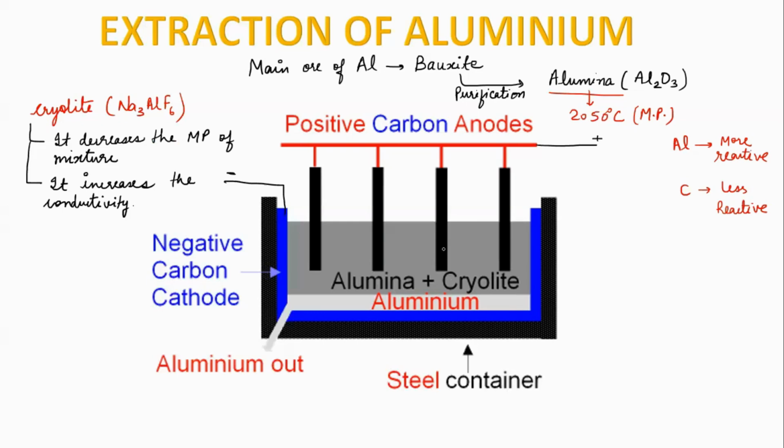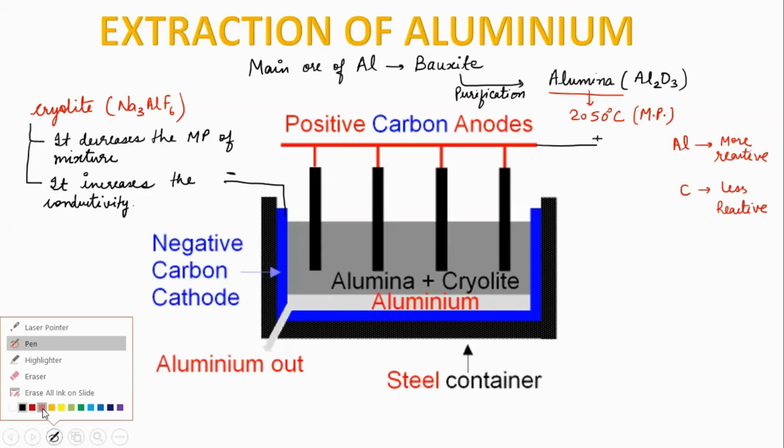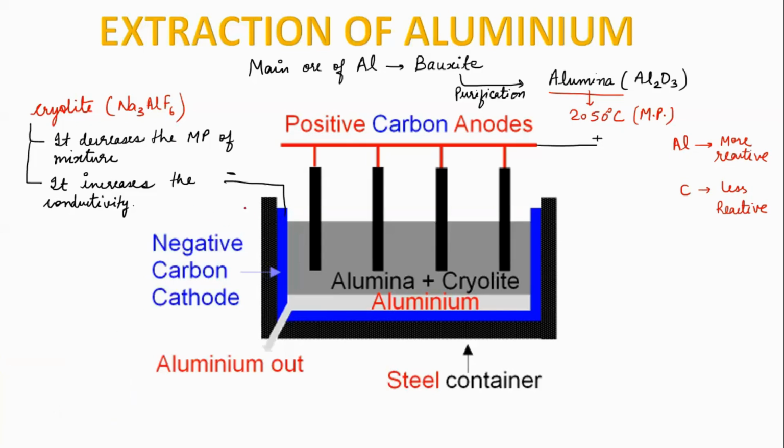Now, as the process starts, the reaction at the cathode, we know, is a reduction reaction, and the reaction at the anode is an oxidation reaction. Reduction is gain of electrons, and oxidation is loss of electrons.